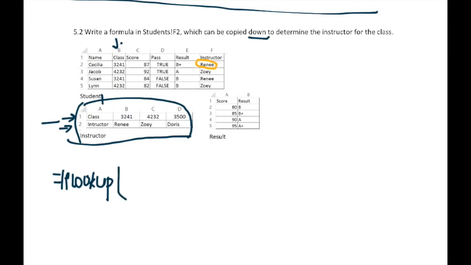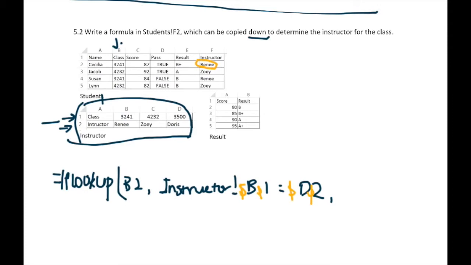The first thing we want to look for is B2. We want to use the class to find the instructor, and our table is instructor. Use B1 to D2, and make sure you do not forget the $ sign because we want to copy it, and you do not want this table to be moved. Okay, then this is our first row, this is our second row, so our row index should be 2, the second.